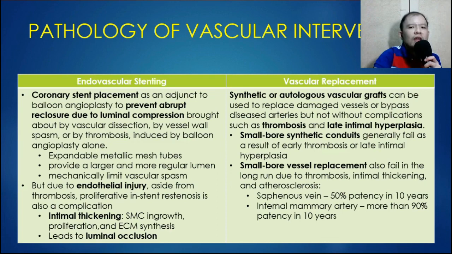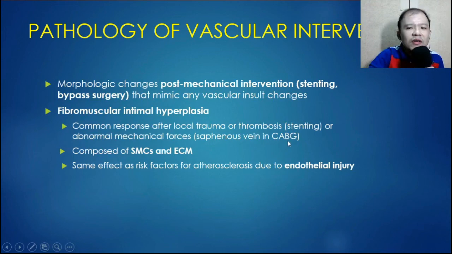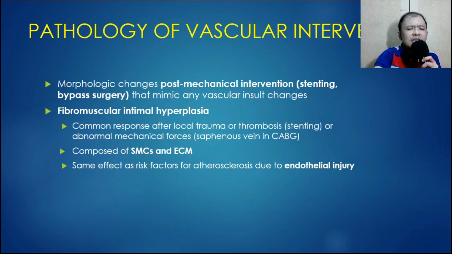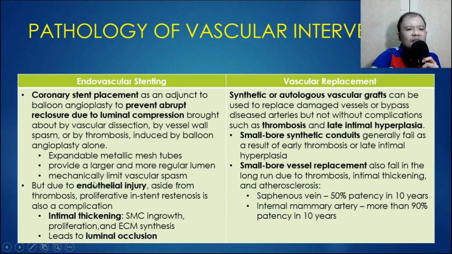And we have two types. You have endovascular stenting. And what is the pathophysiology here? The pathophysiology is basically endothelial injury. These foreign materials, for example, stenting or grafting, such as using the saphenous vein into one of the coronary arteries, lead to endothelial injury. So both of them, whether you have endovascular stenting, coronary stent placement is used along with a balloon angioplasty to prevent abrupt reclosure due to luminal compression.